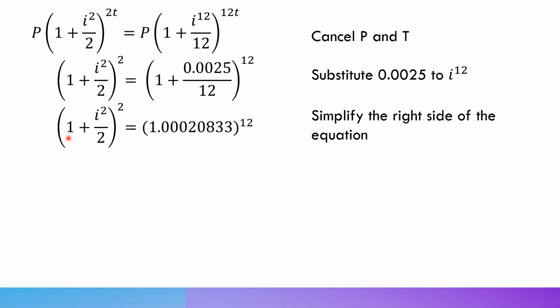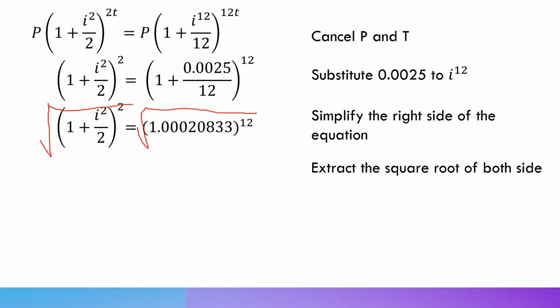This will become 1 plus I raised to second power all over 2 squared is equal to 1.000208333, raised to the 12. Next, extract the square root of both sides so that the 2 is removed. So we put a square root here and a square root here, so it looks like this. We will cancel it later. This is what results.